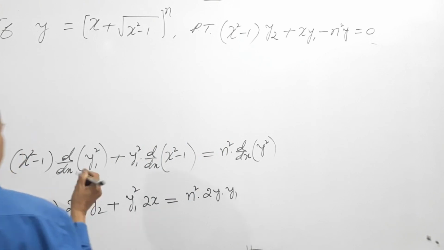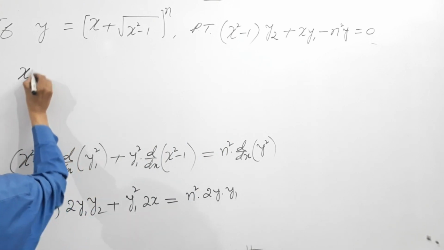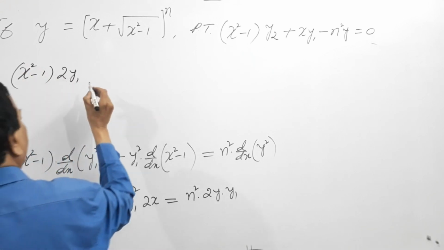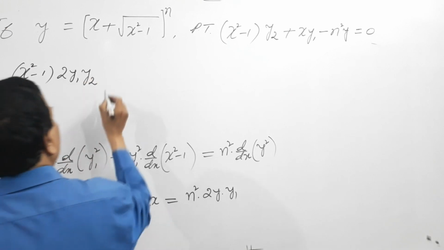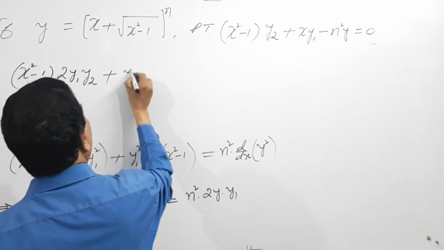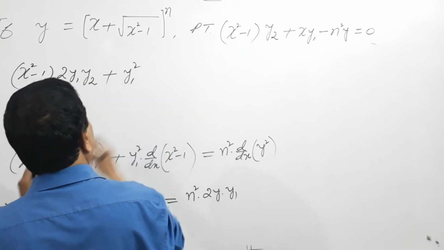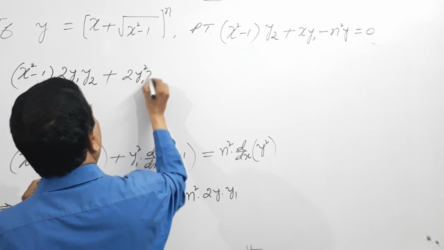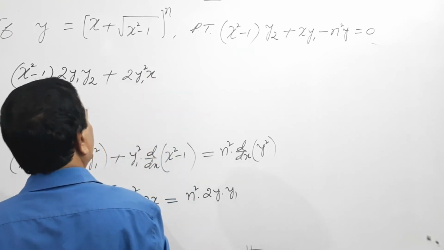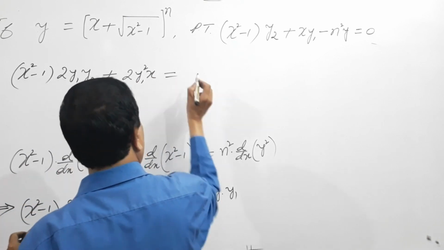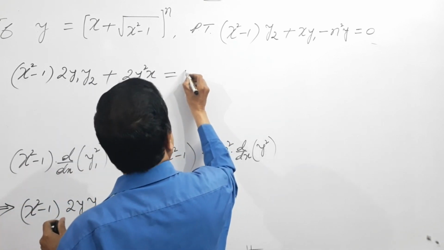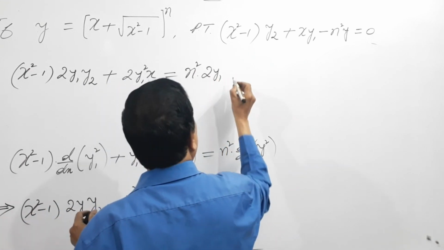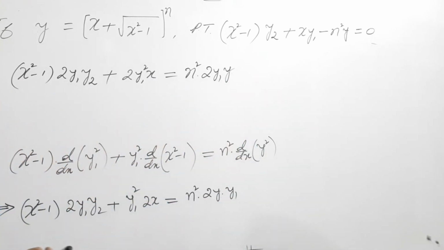What happens here? x square minus 1 into 2y1 y2 plus, sorry, I'll write like this, 2 y1 square x, equals n square into 2y1 into y. I have rearranged it.